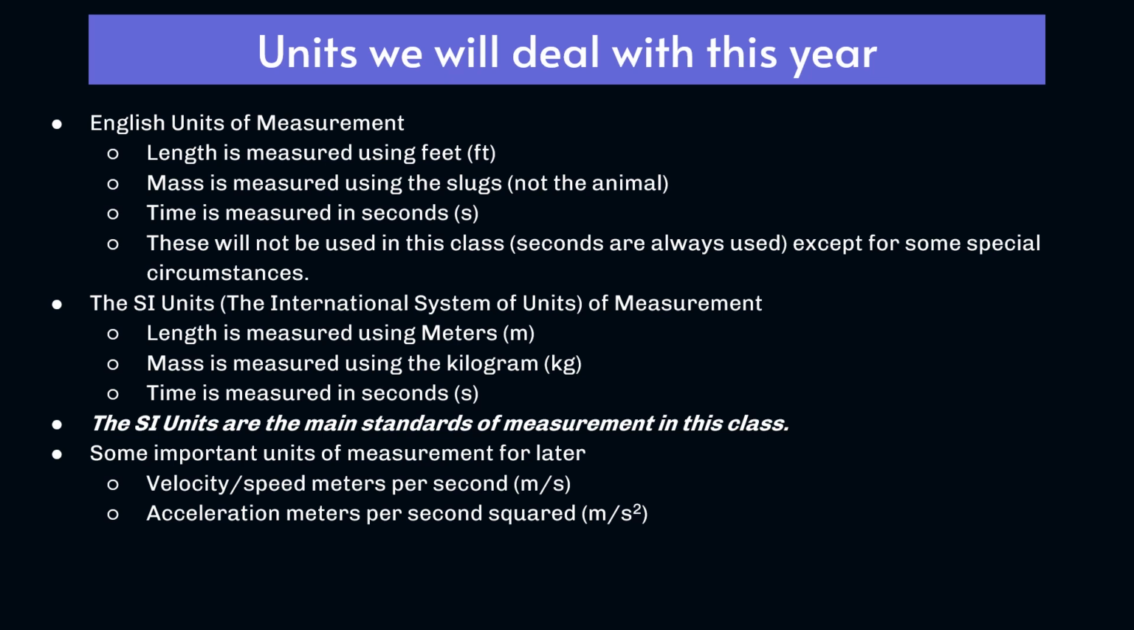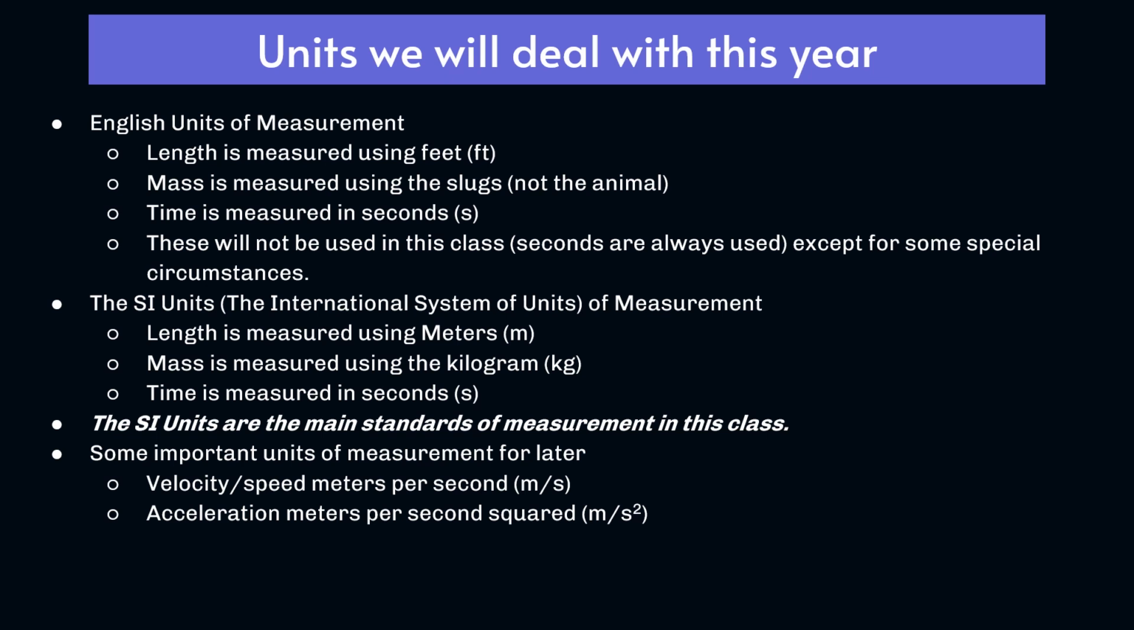Mass is measured using the kilogram. If you want an easy conversion of that into pounds, for our purposes, around 2.2 pounds is 1 kilogram. And time again is measured in seconds. SI units, like I said, these are the main standards of measurement in this class. The units are very important in Regents questions to show work for that. It's not as important in the AP questions, but we'll still use them to kind of figure out what type of physical quantity we do have.